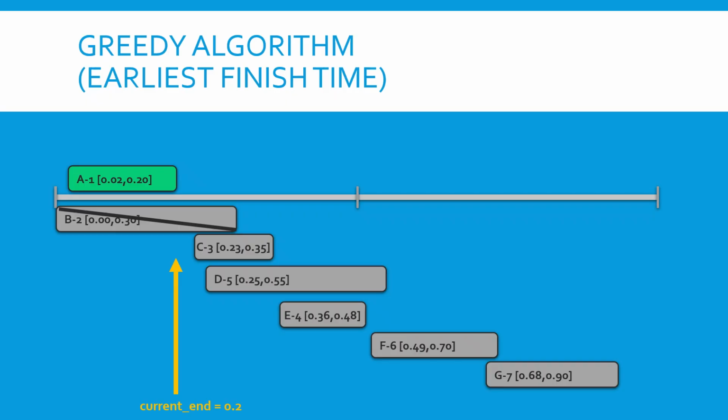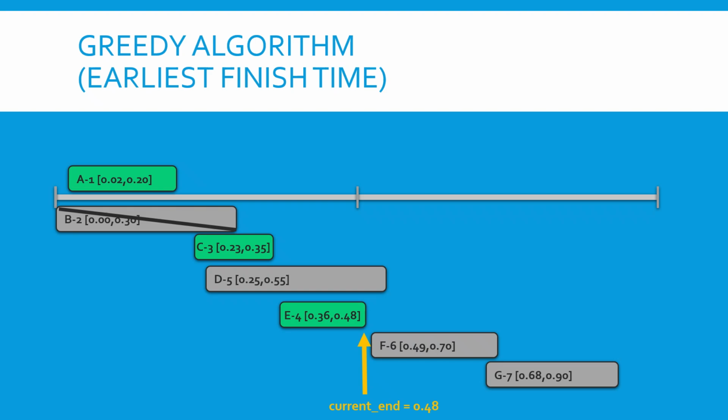Next, we check the second job in the sorted list, which is job B. Job B's start time is 0. Because 0 is earlier than current end, it overlaps with job A. Therefore, we cannot accept job B. We then examine the third job C. Its start time is 0.23, which is later than current end. So there is no overlap. We accept job C and update current end to its finish time, 0.35.